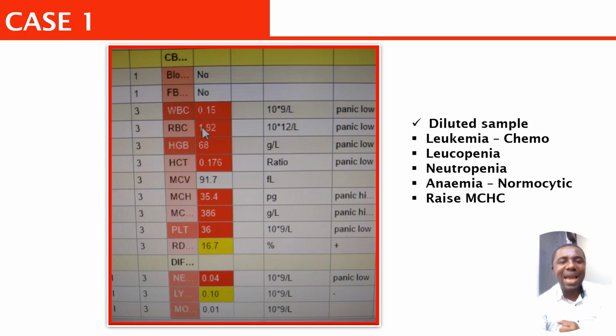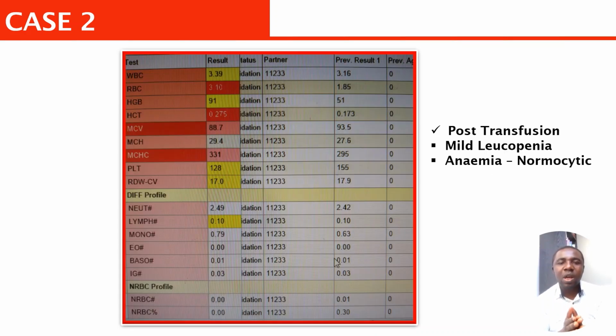Now let's look at the next case, which is case 2. If you look at case 2, you are going to see that there are many things to consider here. There is mild leukopenia, meaning that the total white cell count is a little bit low. And of course, the hemoglobin is 91, which also means that it is low. And the MCV is normal, which again indicates normocytic anemia. But if you go for an interview and they show you this kind of result, even though you may comment on the things I've said, that is not what they are looking for.